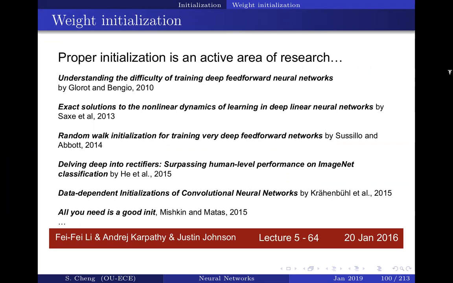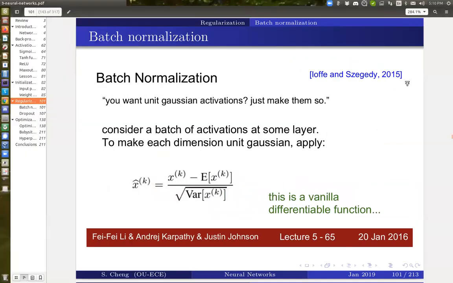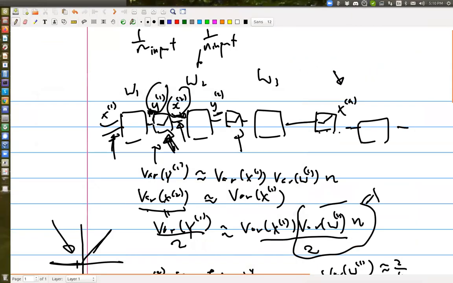In practice, if your network is not too deep, you can probably get away without careful adjustment of your weights, careful weight initialization. But if your network is deep, then this is actually essential.